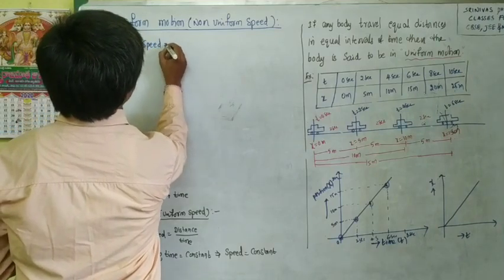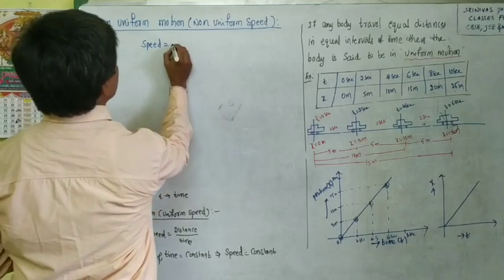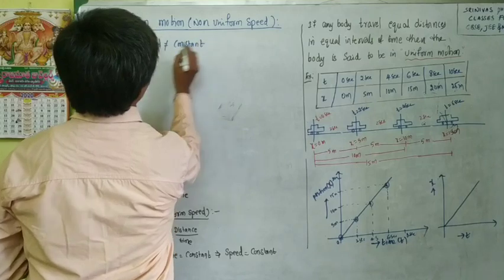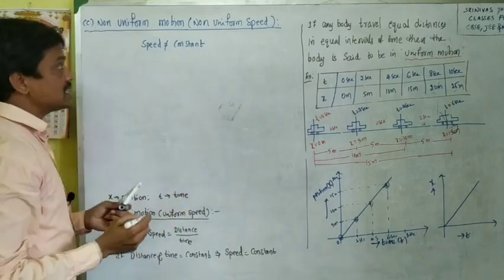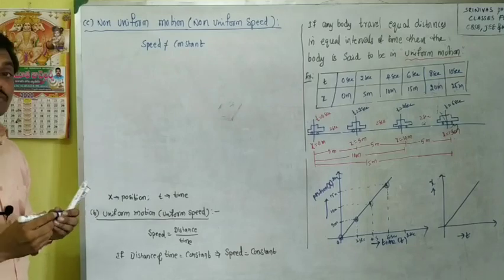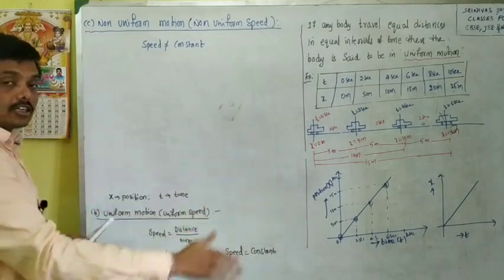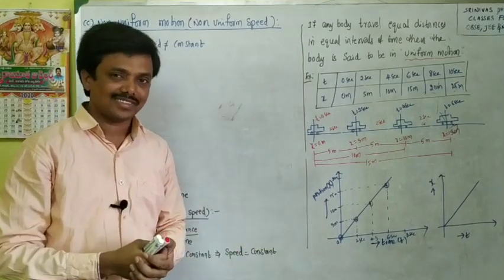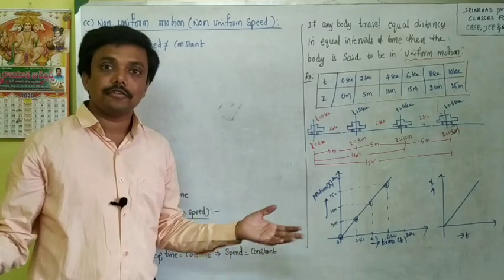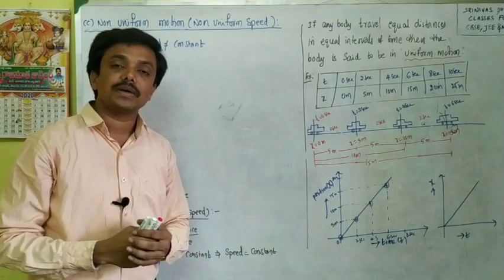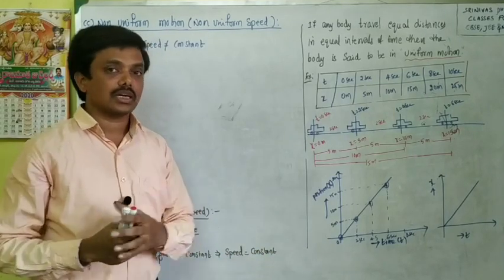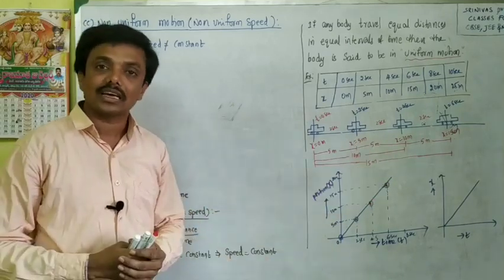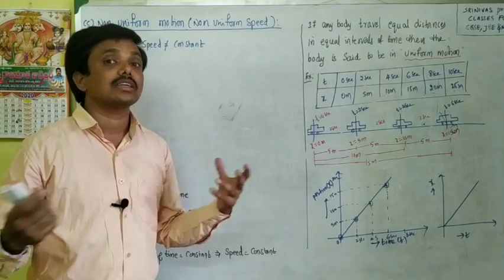That means the speed is not constant. Speed is a variable. Speed changes with time. For example, in the first 2 seconds, it travels 5 meters. In the next 2 seconds, it travels 15 meters. That means the speed has increased, right? Because in less time it is traveling more distance.